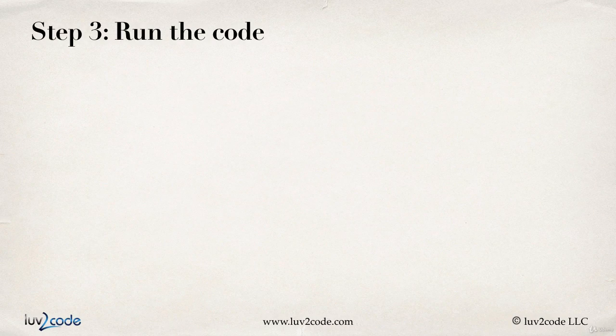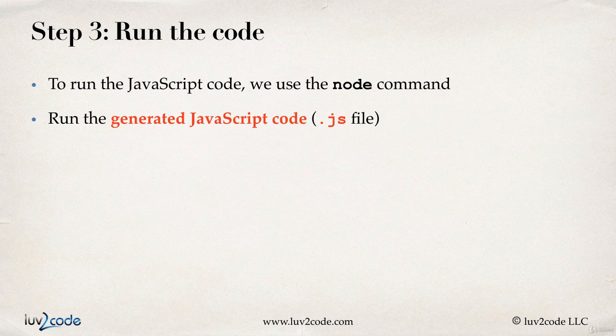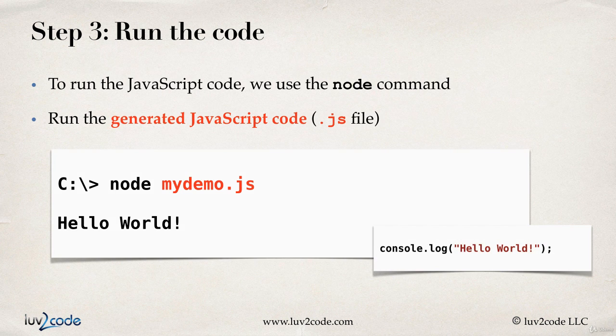And then to actually run the code, we'll run the JavaScript code and we'll make use of the node command. So we're going to run the generated JavaScript code, the .js file. At the command line, we'll say node, and then we'll give a reference to the JavaScript code. So here I'll have node mydemo.js, and this will give us hello world because our file itself had console.log hello world. So the important thing here is that we're running the generated JavaScript code, the .js file.